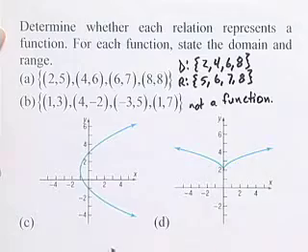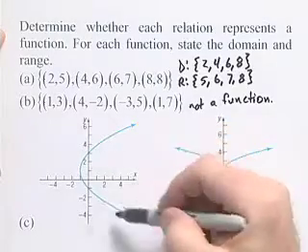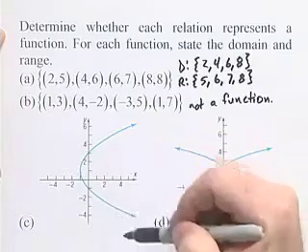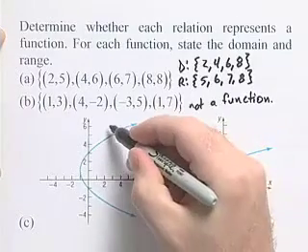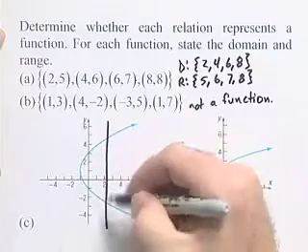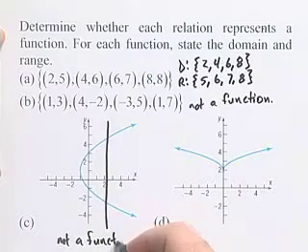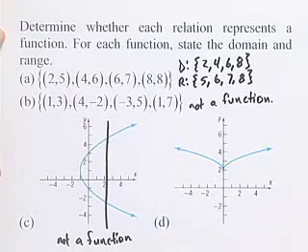We move on to part C. Here we're given a graph of a relation. To determine whether this is the graph of a function, we use the vertical line test. Since we can pass this graph with a vertical line and hit it in more than one place, this is not a function because it fails the vertical line test.